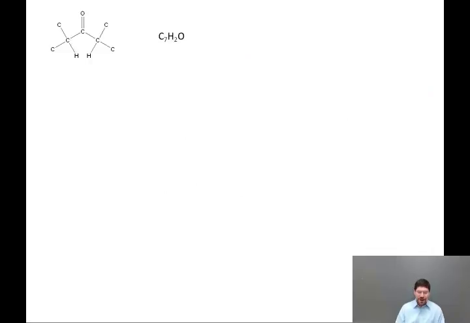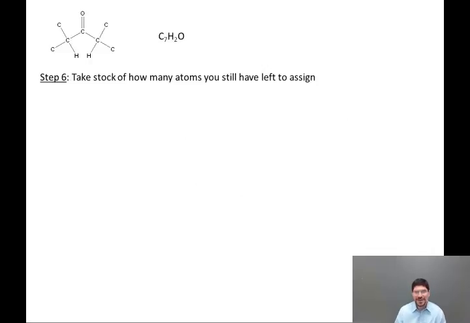Okay, so far, next step is to take stock of how many atoms you still have left to assign. Well, what have we already assigned? Believe it or not, we have assigned all 7 carbon atoms, we've assigned the oxygen atom, and we've assigned 2 of the hydrogen atoms. Therefore, to get up to 14 hydrogens total, we have to assign 12 more hydrogens.